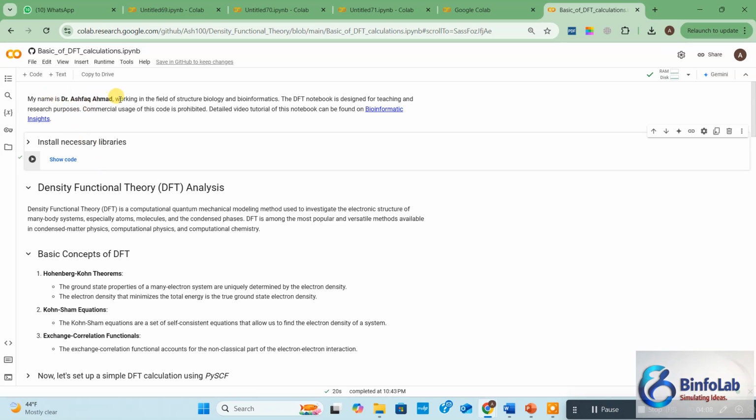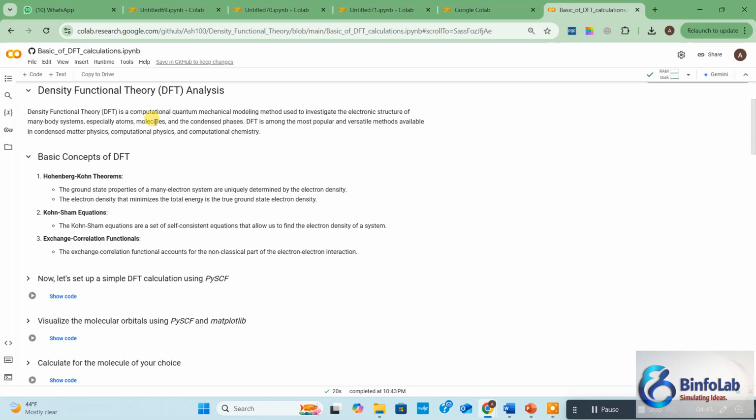So you know my name, where I'm working, and I have designed this notebook. I didn't copy from somewhere else. So far, I did not publish this pipeline, but it's okay. You can use it for your research and teaching purposes. You are allowed, but if you are using it for commercial purposes, you have to contact me. It is prohibited to directly use it for commercial purposes.